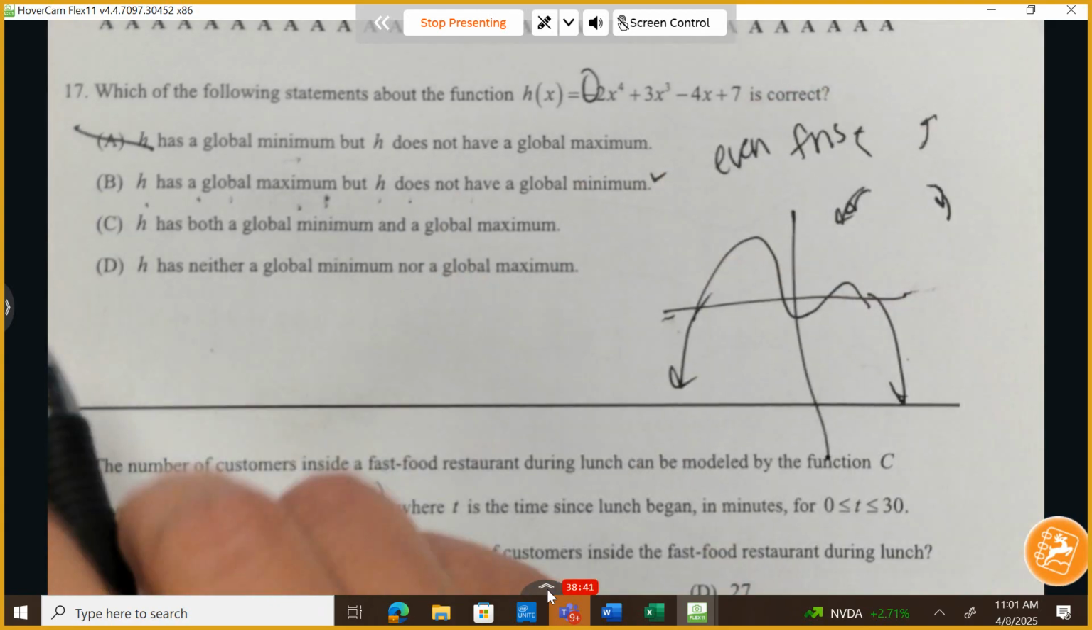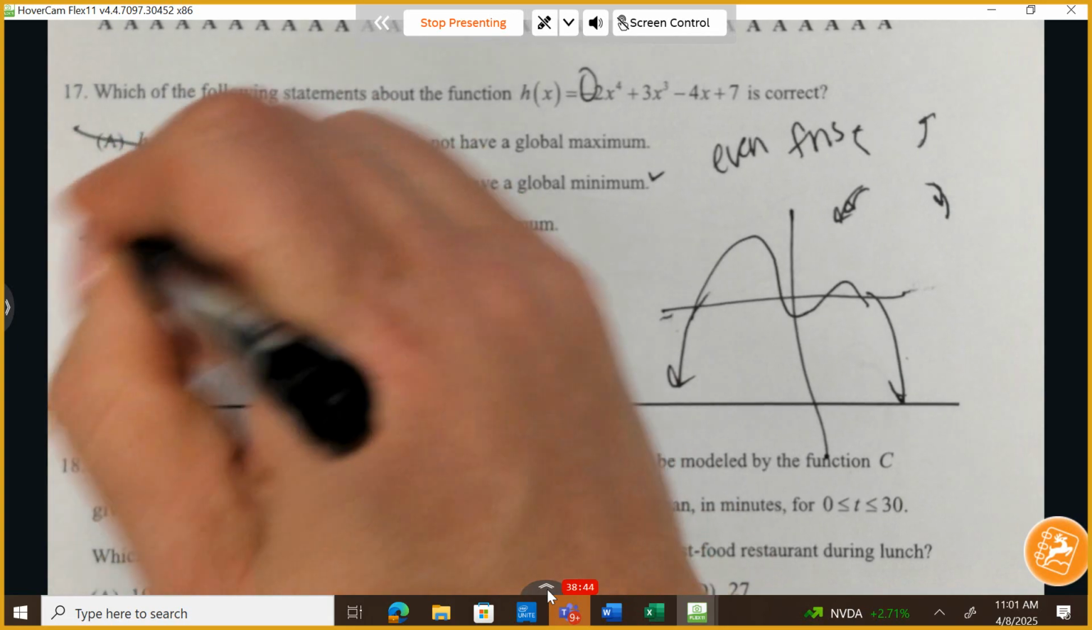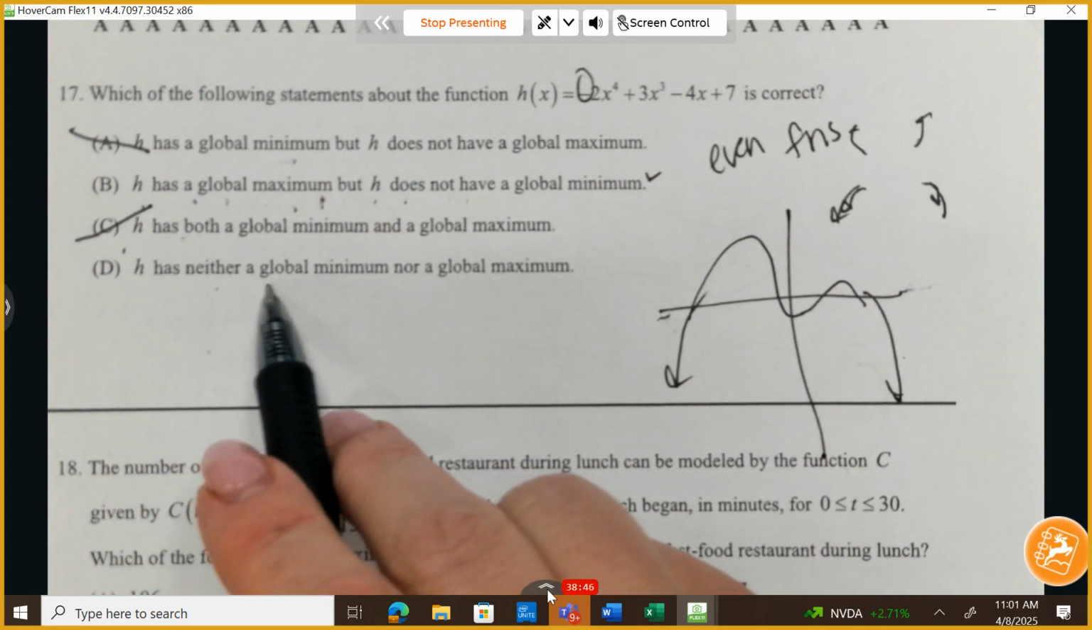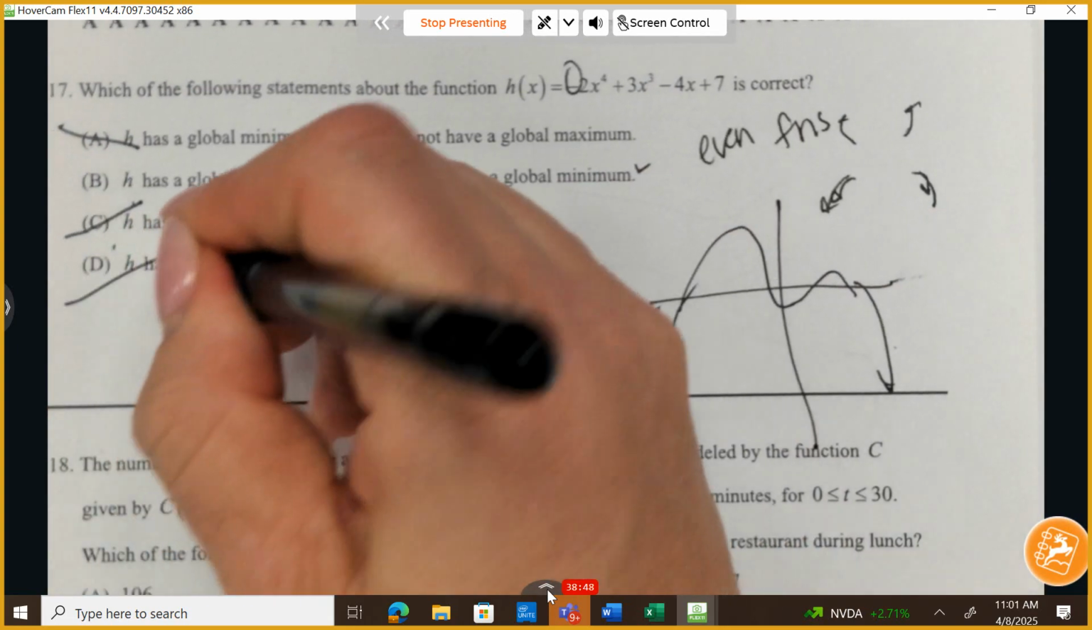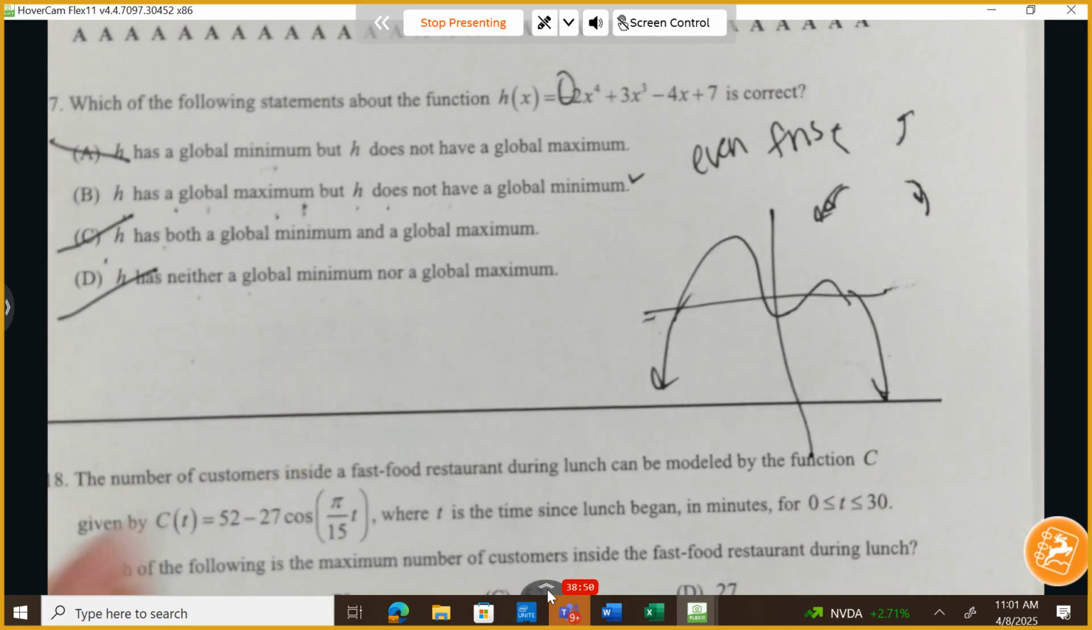That looks like it could be. It has both a minimum and max. Nope, can't have a minimum. It has neither a minimum or a maximum. Wrong. So if you're like, what would it look like if it didn't have a minimum or a maximum?